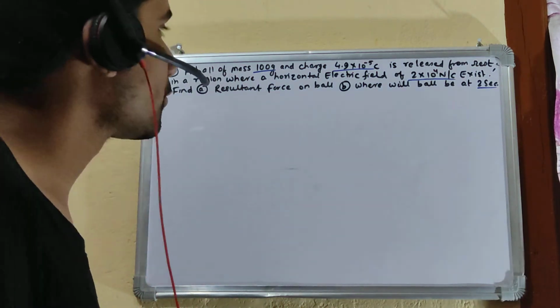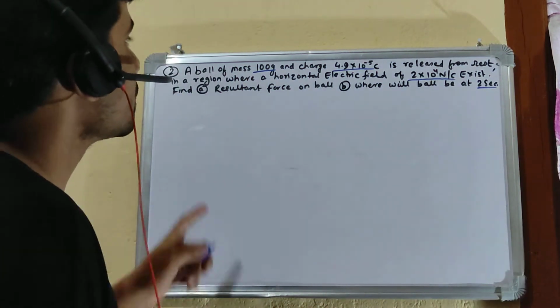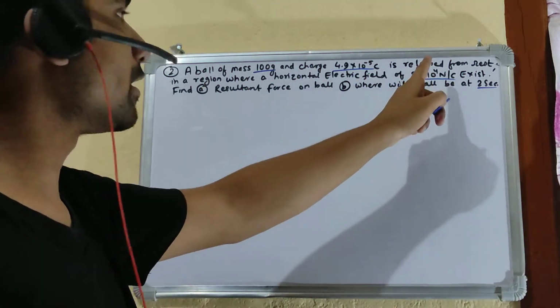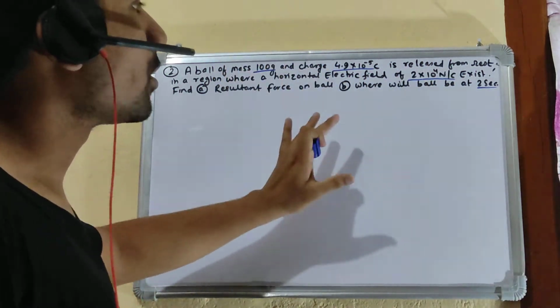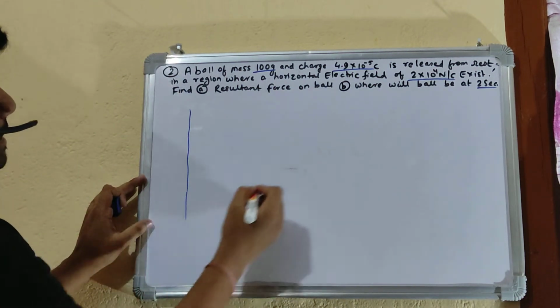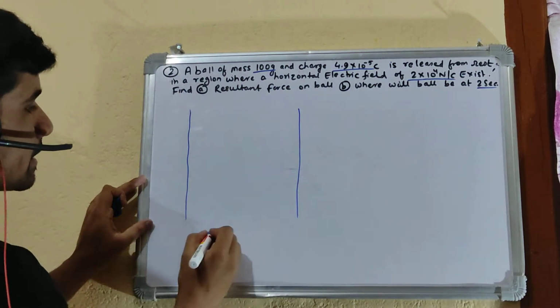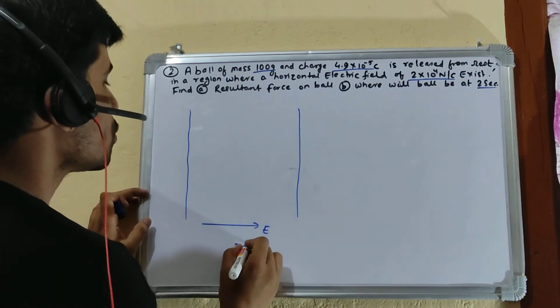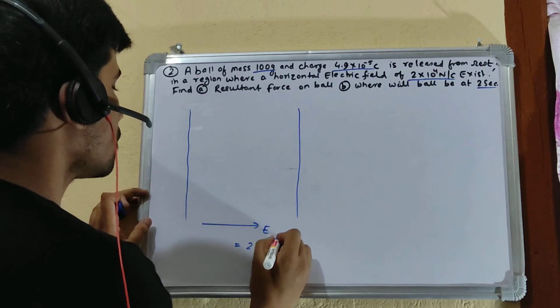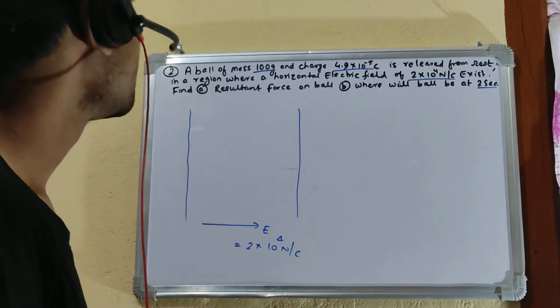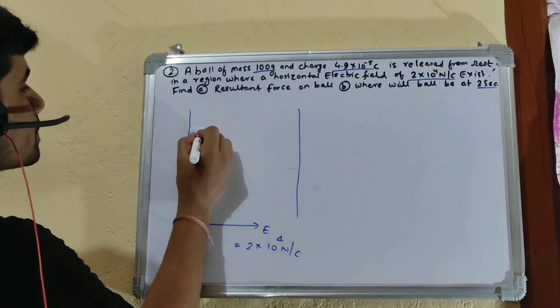So let's draw a diagram before going to solve the problem. There is a horizontal electric field which is given by this value, which is acting on a ball which is released from rest. So let's draw two parallel lines and let's say that the horizontal electric field is from this to this, right? The value is 2 into 10 to the power 4 newton per coulomb, right? This is the horizontal electric field, and let's say this is the ball.